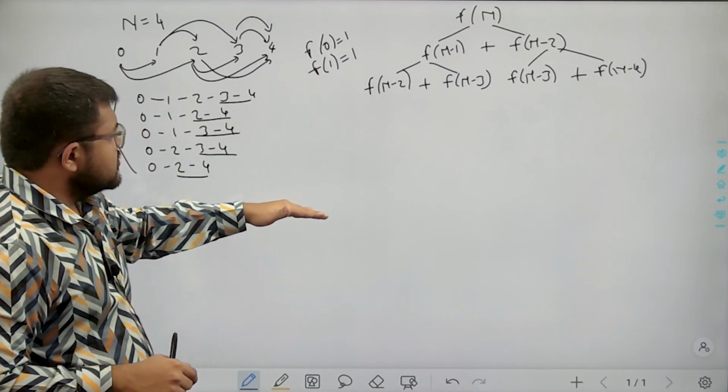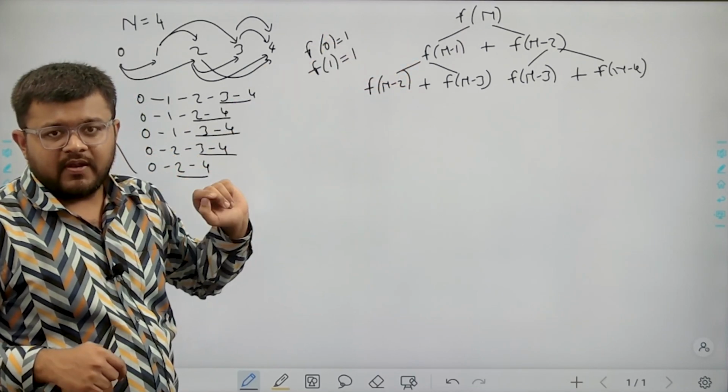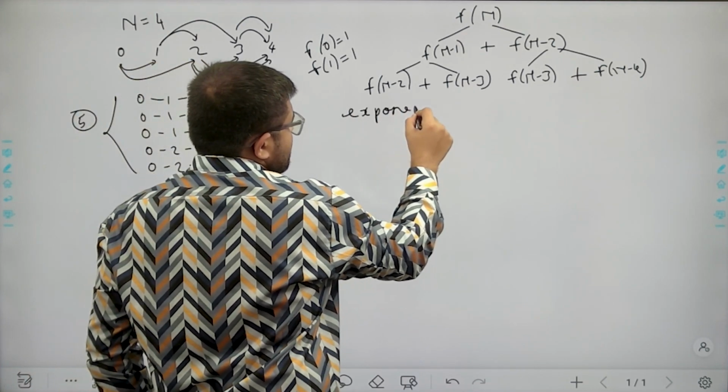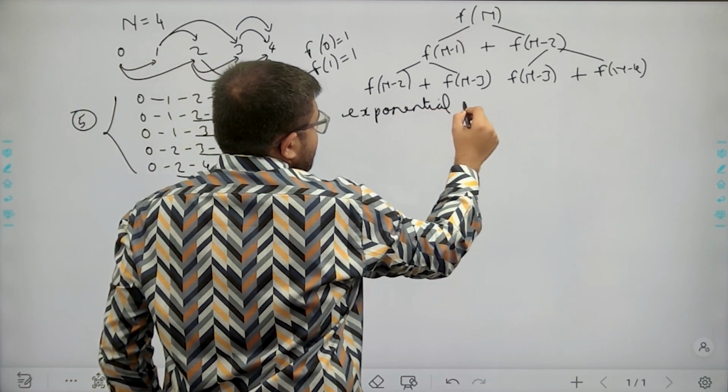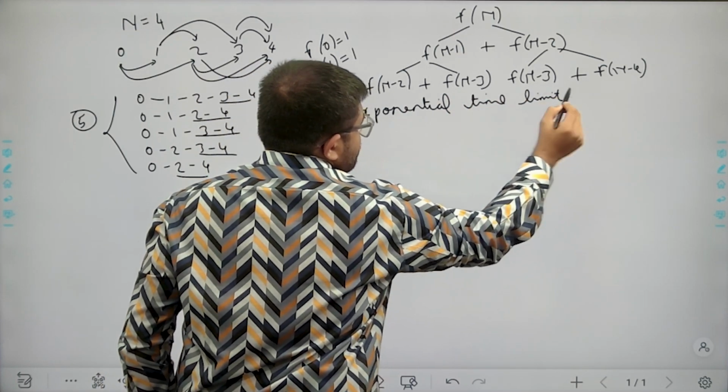So whenever you reach f of 0 or f of 1, you return 1, and in this way you will get f of n. But this will give you exponential time complexity because it is recurring, right? And this will give you time limit exceeded, so you need to think of something more efficient.